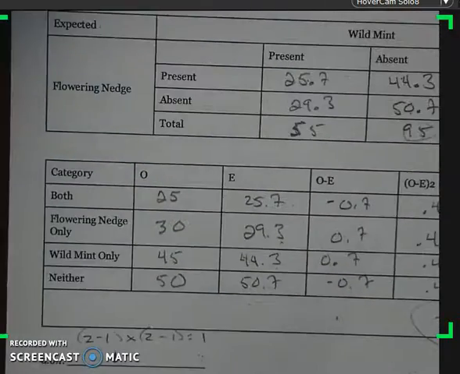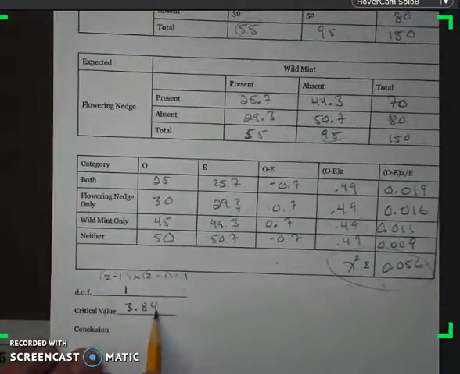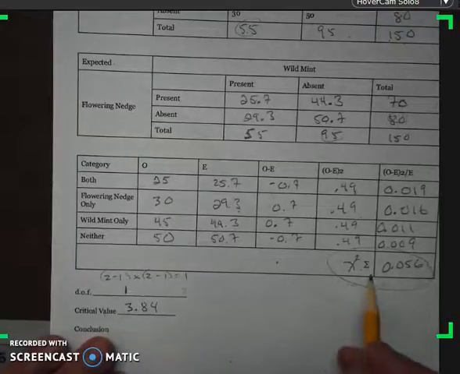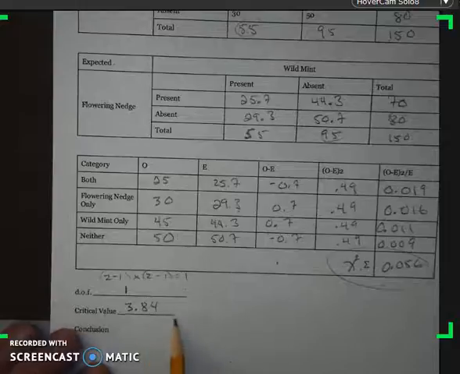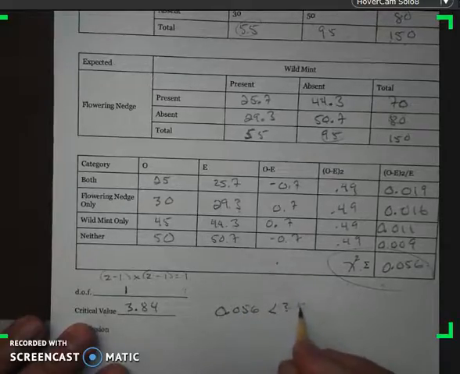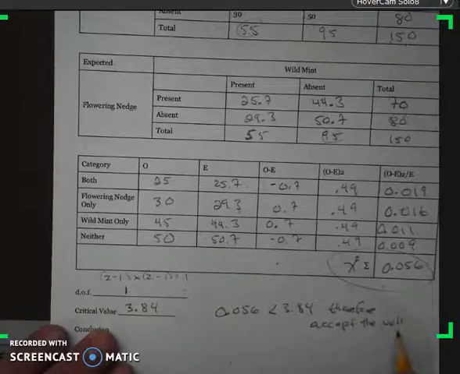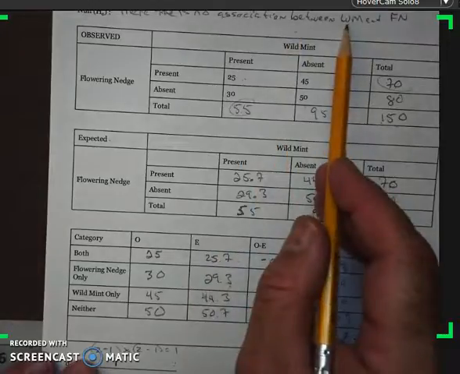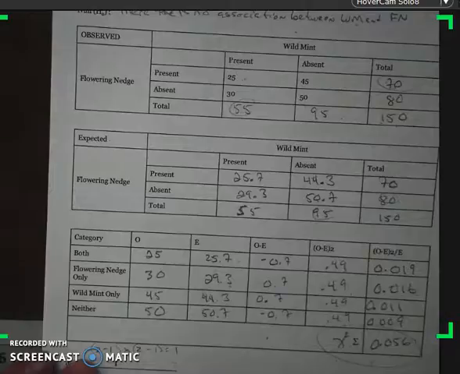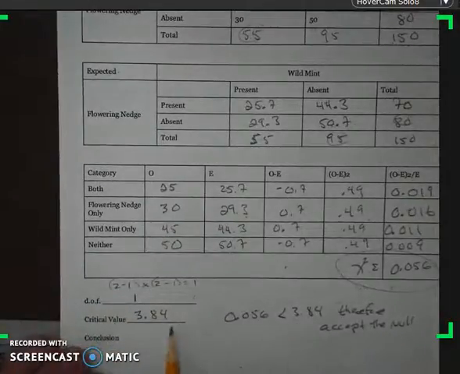Okay, so given our chi-square value that we found, our critical value is 3.84. And what we said earlier when we talked about the chi-square is if the chi-square is less than the critical value, then we're going to accept the null. So 0.056 is less than 3.84, and because of that, therefore, we're going to have to accept the null. And what the null says is that there is no association between the wild mint and the flowering nedge. So we're going to accept that, and what we're going to say is, in conclusion, there's no association between the two.